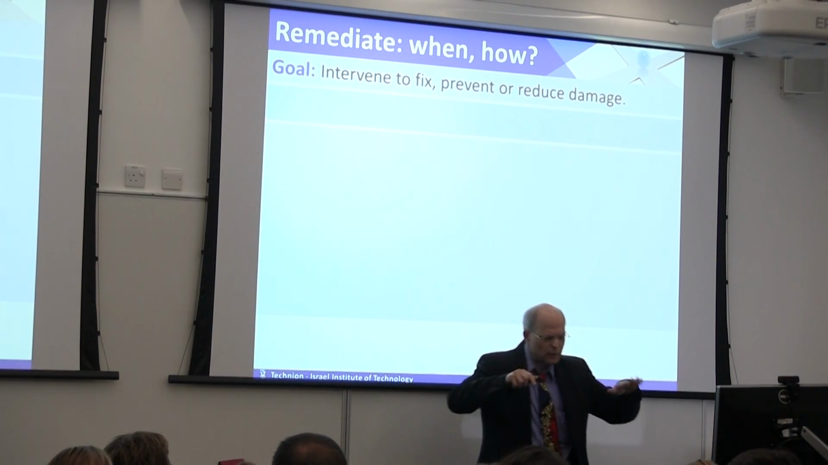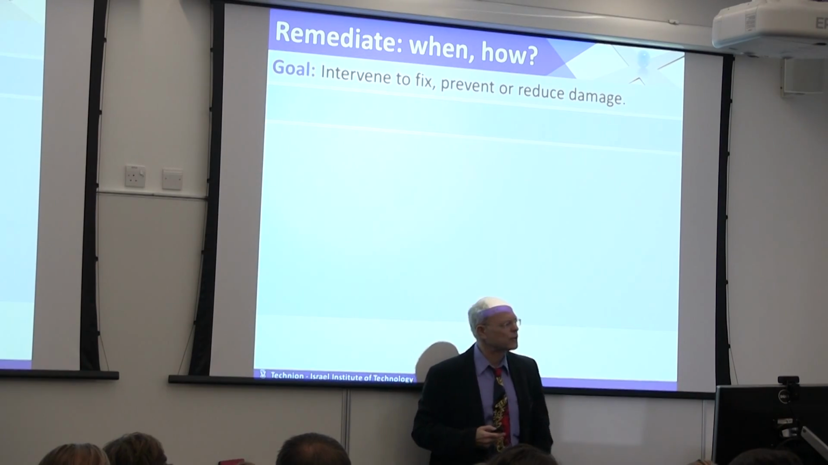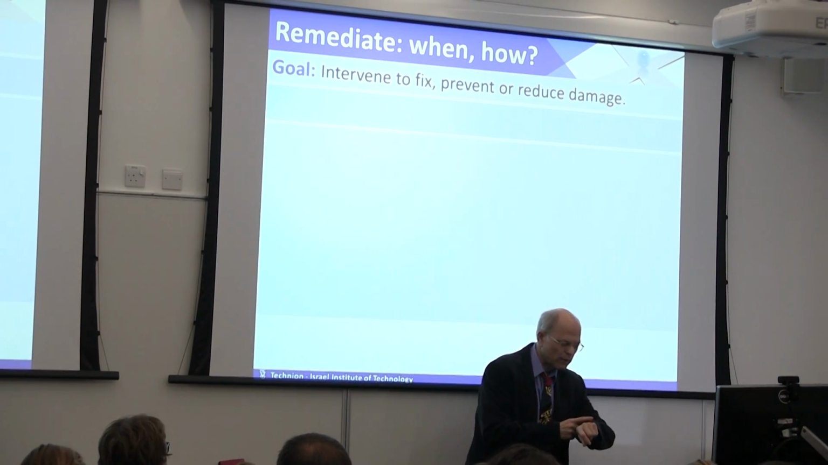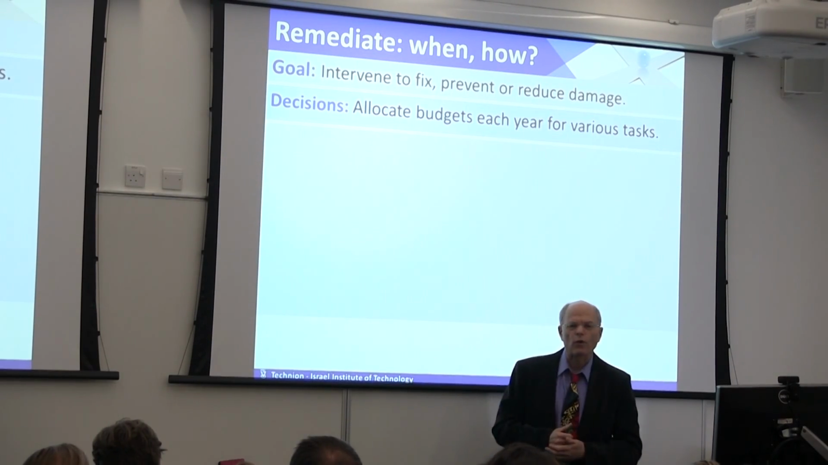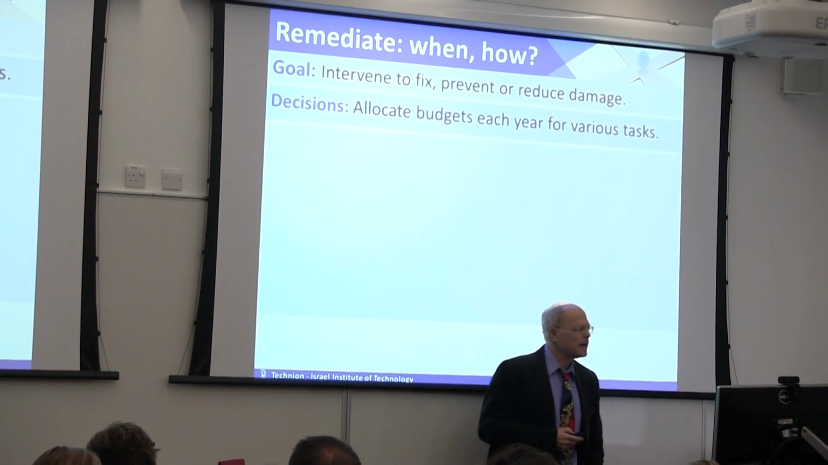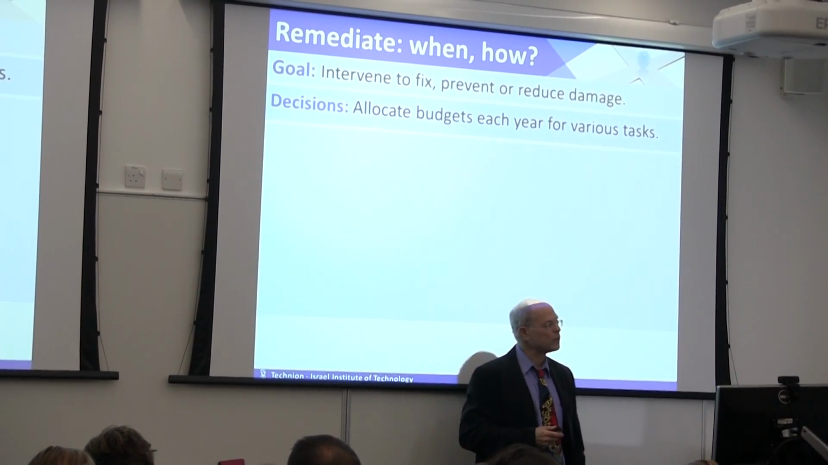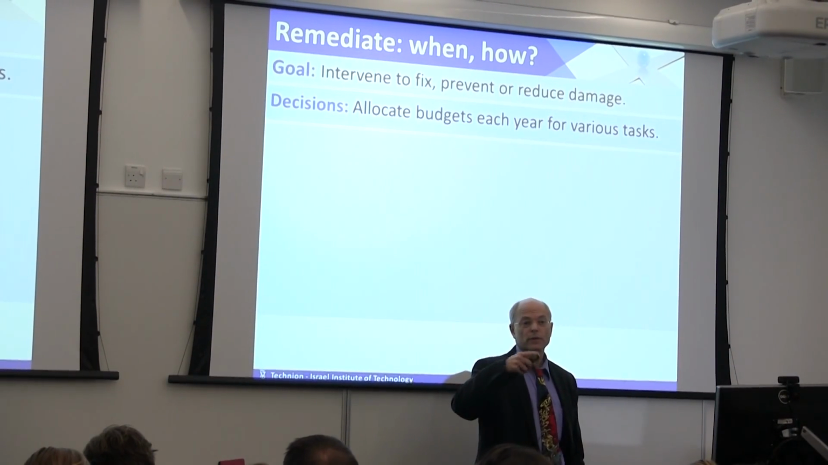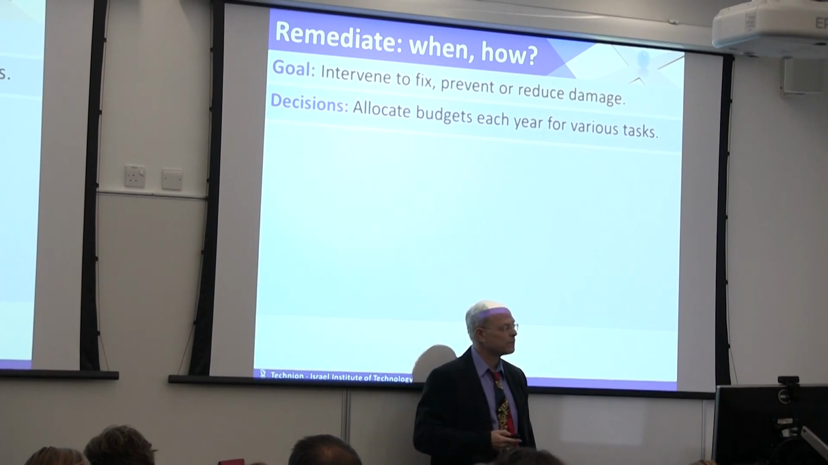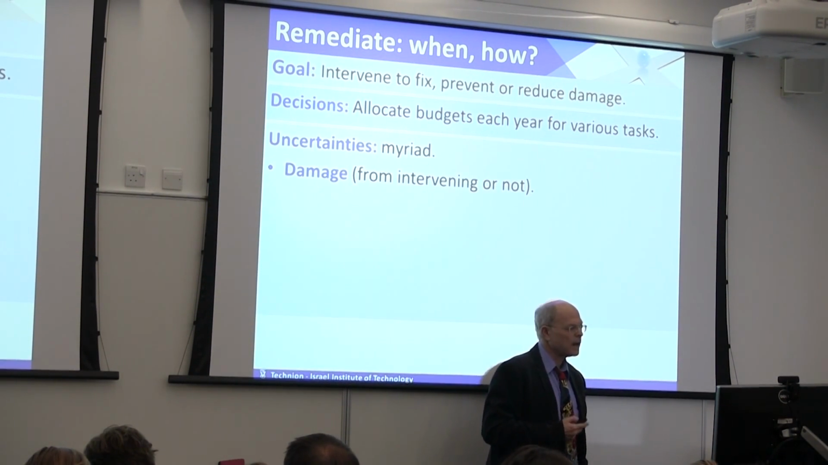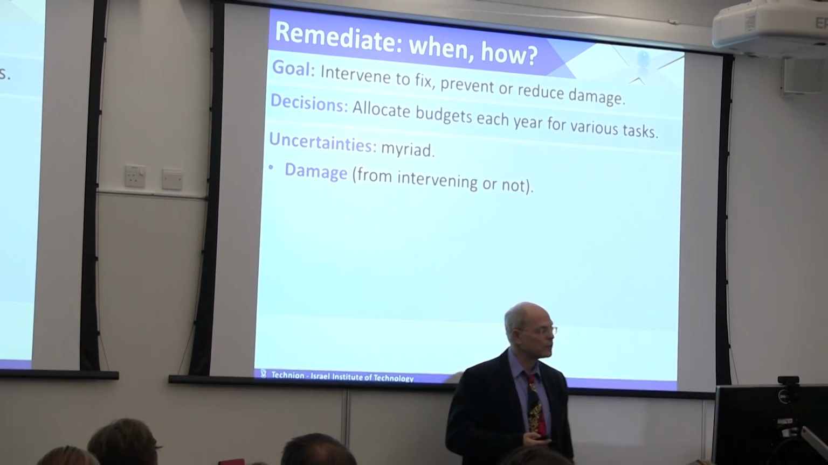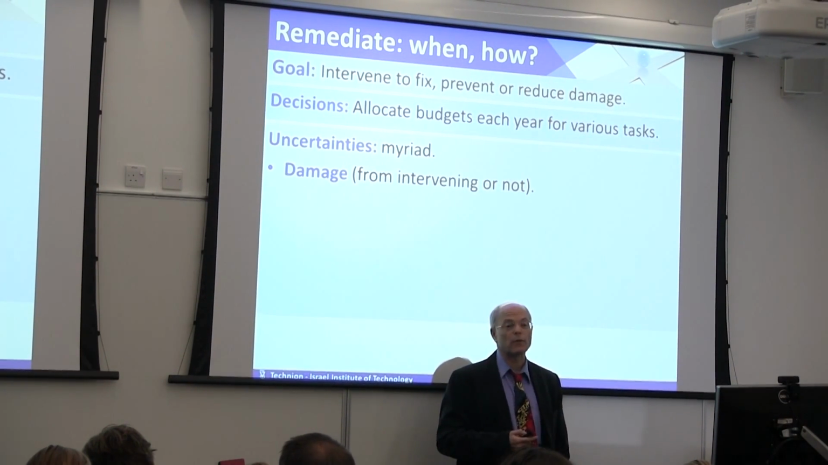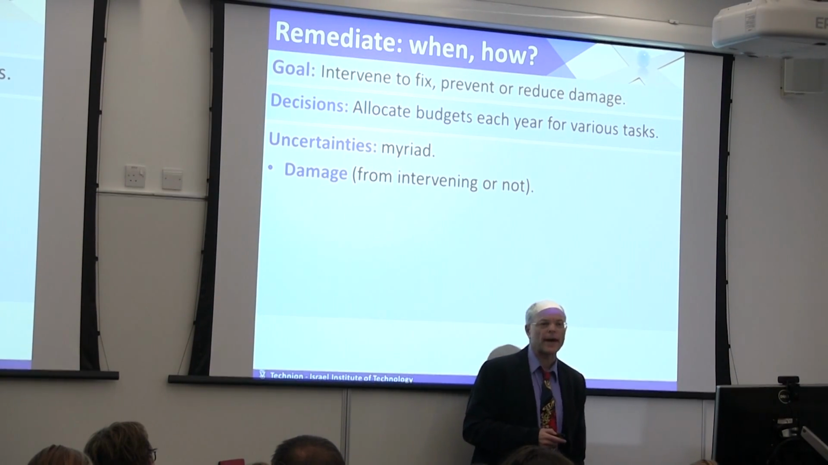So let me now delve a little bit into this example of remediation and run through a very brief and stylized example. So our goal is to fix or prevent or reduce damage, various types of goals. And the specific decisions in my example here, which will be a numerical example, are that we need to allocate budgets, sums of money each year for various tasks. That's sort of a generic stylized problem. There are myriad uncertainties. I hinted at a few with the quotes from our distinguished colleagues. One big uncertainty is you don't know what damage would result if you do something or if you do not do something. Intervening or not intervening, and I will focus on that subsequently.